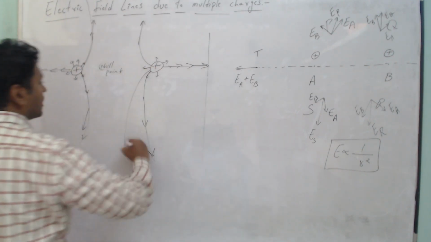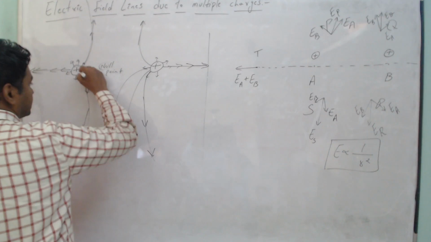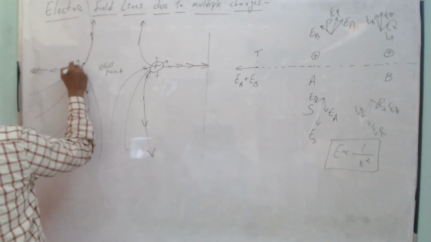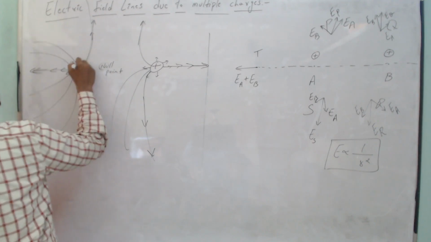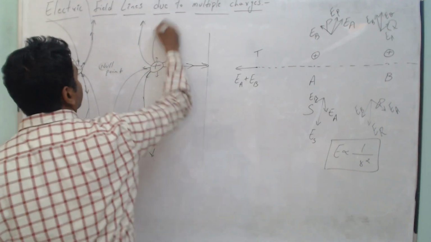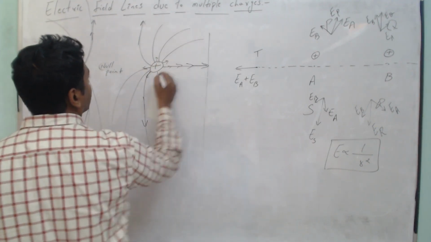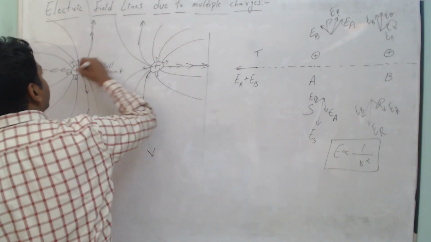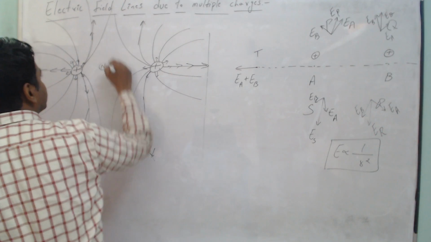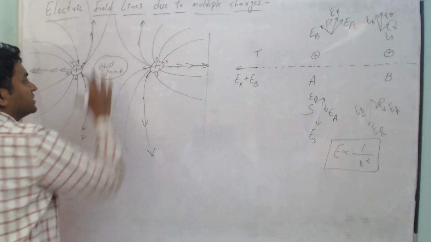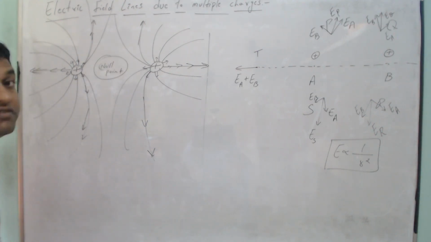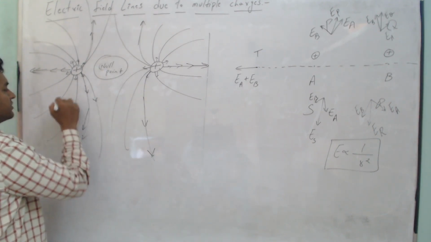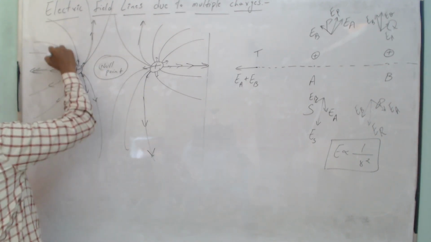So basically, how can I draw? I can say the field lines are going to be. Is this clear? So wherever this region is there, there I will not show any field line passing. Everywhere else I will show that there will be field line something like this.